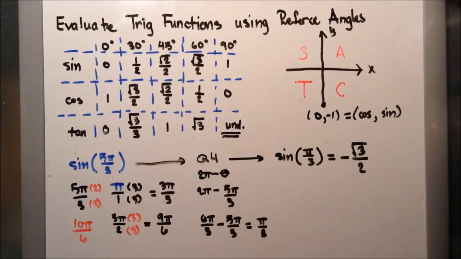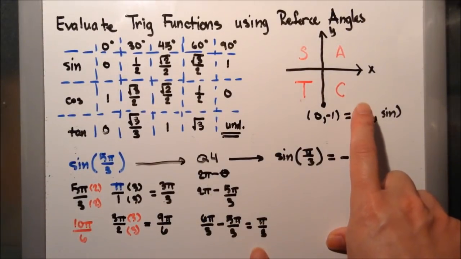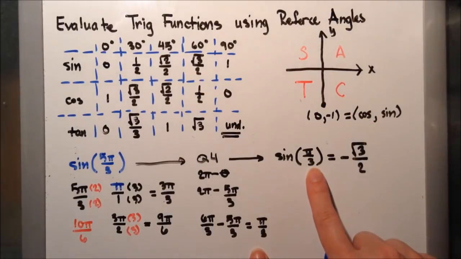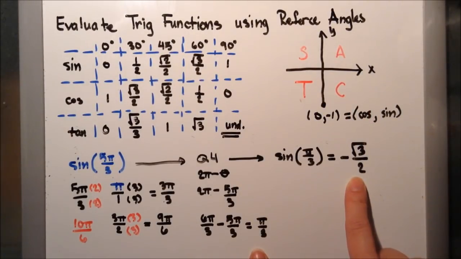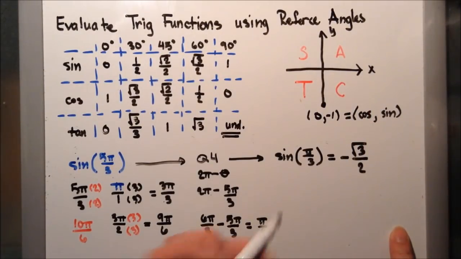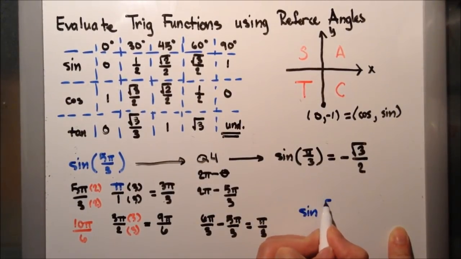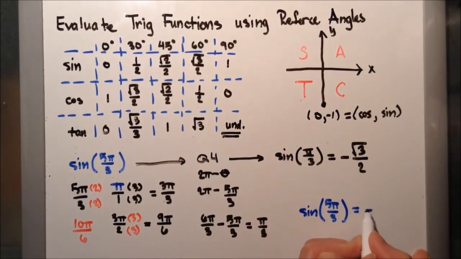So, we found which quadrant it was in, we found the reference angle, we evaluated, and we got negative square root of 3 over 2. So, our final answer is sine of 5 pi over 3 is equal to negative square root of 3 over 2.